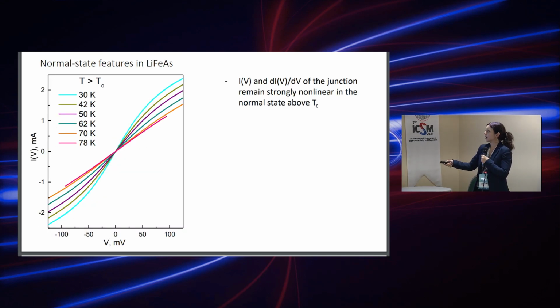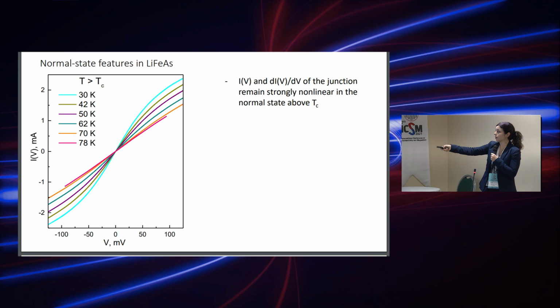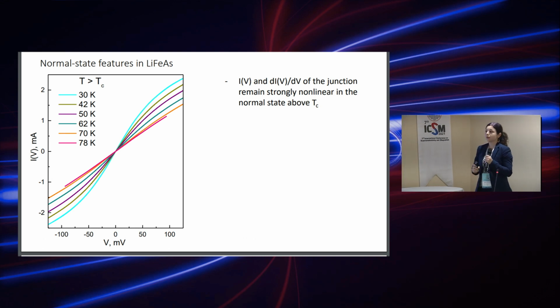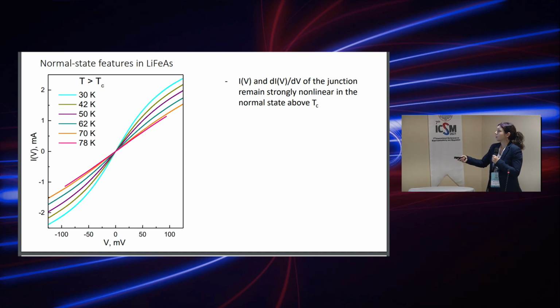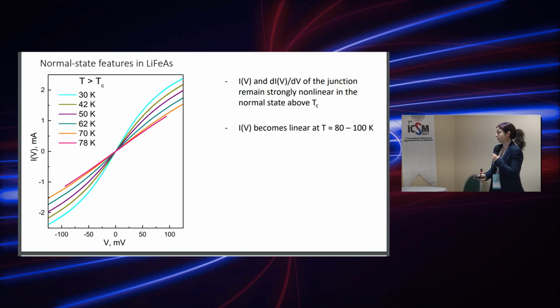Here are the IV curves of one and the same break junction of a symmetrical SnS constriction, measured above the critical temperature Tc. The curves are strongly nonlinear, but note they are symmetrical about the zero bias and show no hysteresis. So we don't attribute this nonlinearity to heating. The nonlinearity gradually decreases and the CVC becomes ohmic at temperatures of about 100 kelvins.